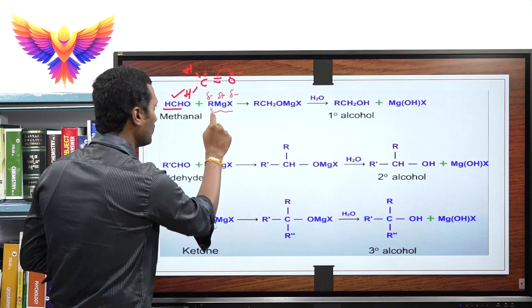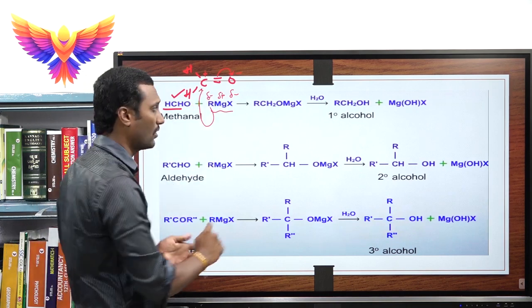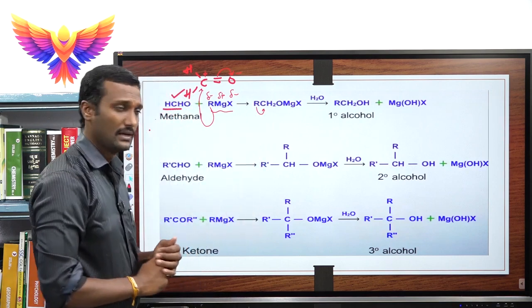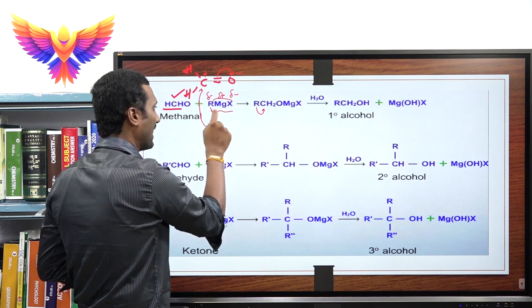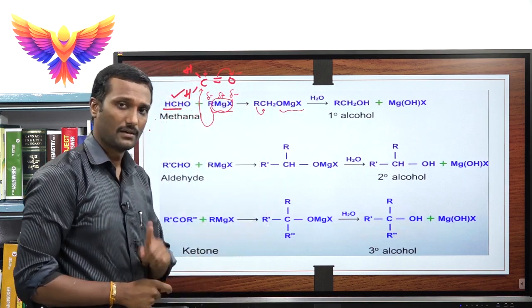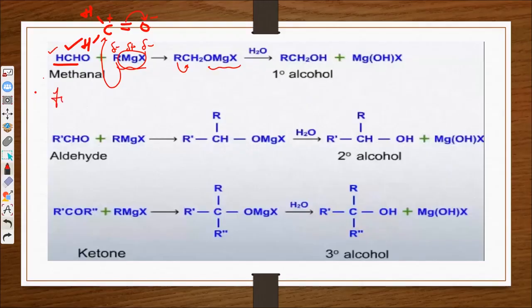Now the alkyl group will attach where there is a deficiency of electrons, near the carbon. You can observe this alkyl group is attached near the carbon, and the remaining part, the magnesium halide, will attach near the oxygen to form OMgX. Make note, we have taken only the formaldehyde. The other name of methanal is formaldehyde.